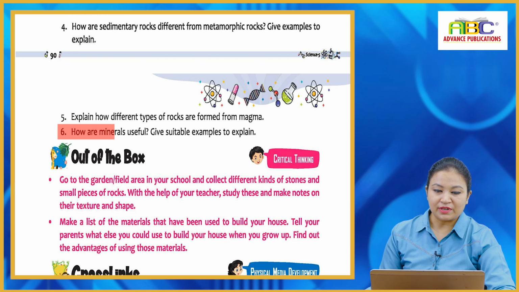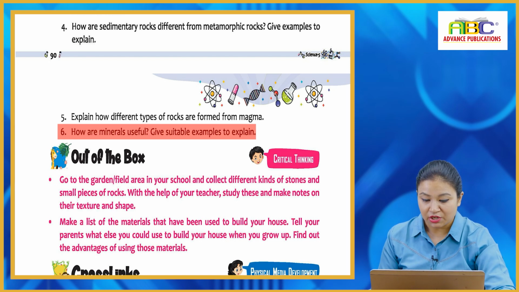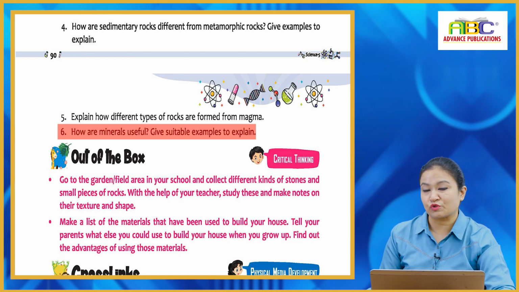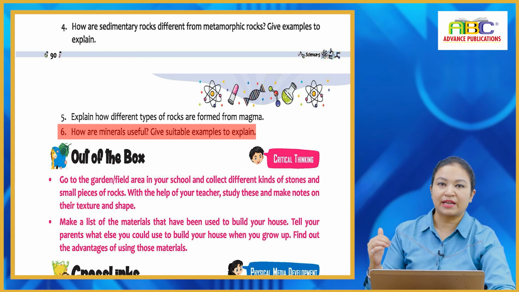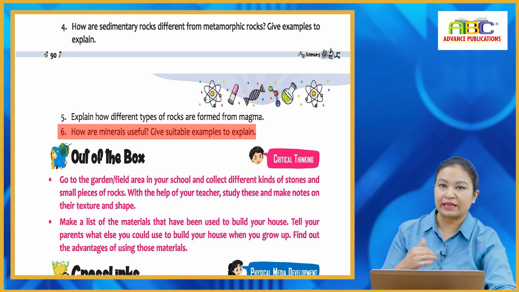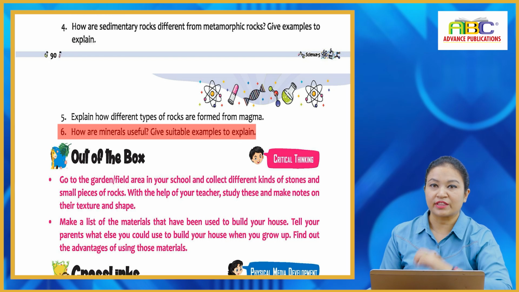Sixth, how are minerals useful? Give suitable examples to explain. So, minerals containing oxygen make up almost half of the earth crust. So, these minerals are very useful. Some minerals are used to make ornaments like diamond, gold, silver, etc. They are very rare and expensive minerals. Some minerals we eat as our food. They are called dietary minerals.